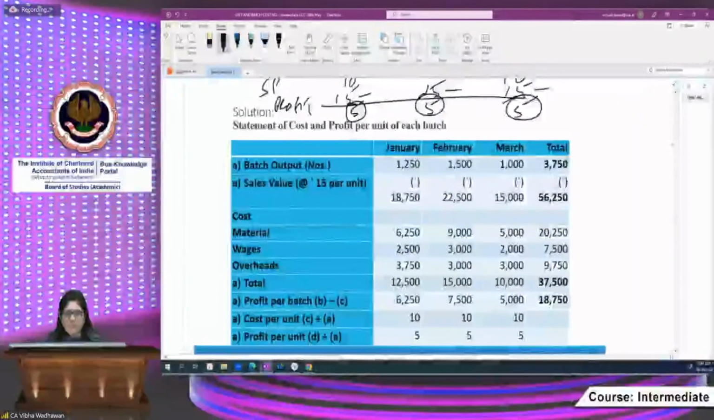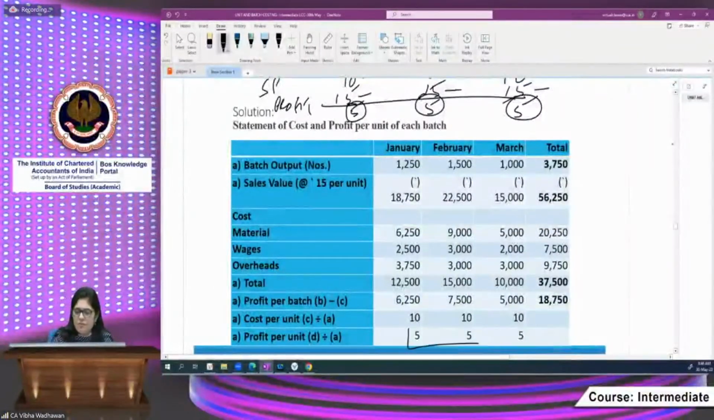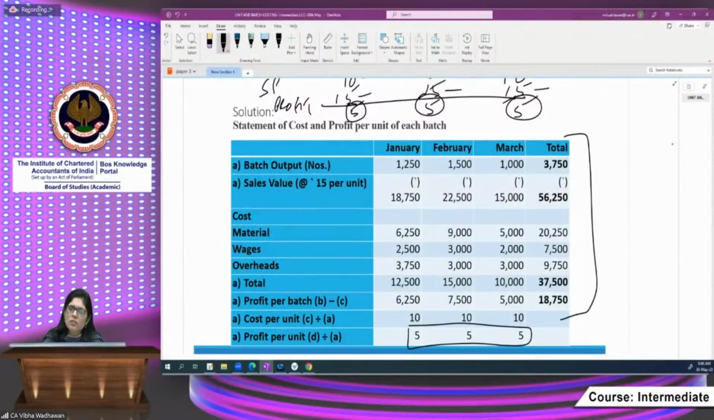So this is the fair solution. See, this is the profit per unit, which is 5. Always do the total also, always. Whenever you do any solution, you should have the total. All right. So we have the total profit, we have the total cost, we have the total sales also and per unit also. All right.